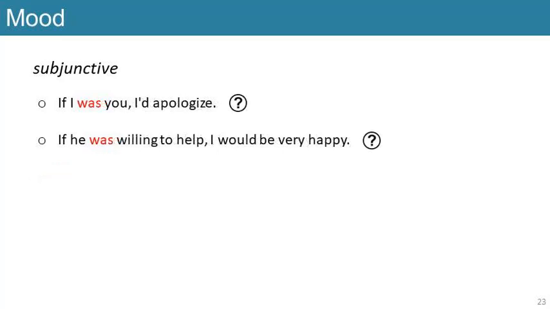Note that the verb to be is the only surviving verb to retain a past subjunctive form in modern English. In fact, the subjunctive were form is often replaced by the indicative form was in everyday spoken English. For example, if I was you, I'd apologise. Note, however, that many English speakers consider such usage to be incorrect.